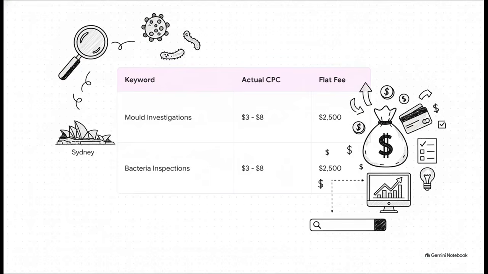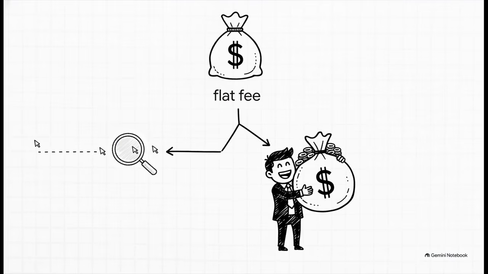Well, the secret is in the contract breakdown. Imagine a targeted campaign for exact, highly specific phrases, things like mold investigation Sydney or bacteria inspection Sydney. The client is paying a massive $2,500 flat fee just for these specific terms. But remember what we just talked about? The actual per-click cost on Google is only sitting around $3 to $8.